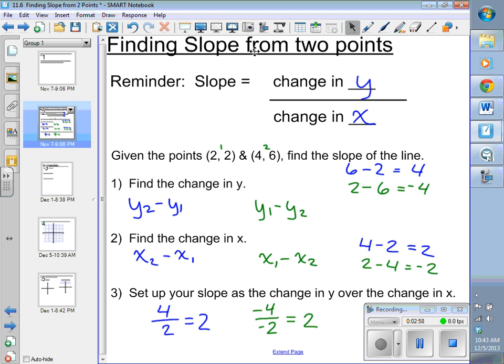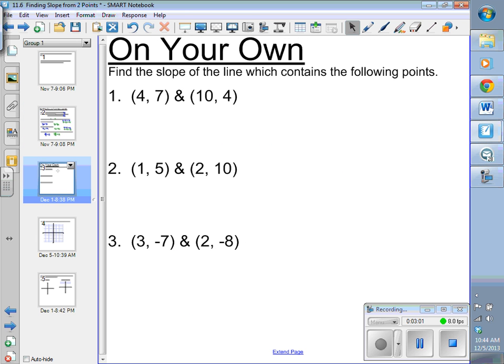Moving on to our next slide, we're going to, on our own, find the slope of the line containing these points. You have 3 problems to do. I'd like you to try them on your own, and then come back and join me doing the problems.